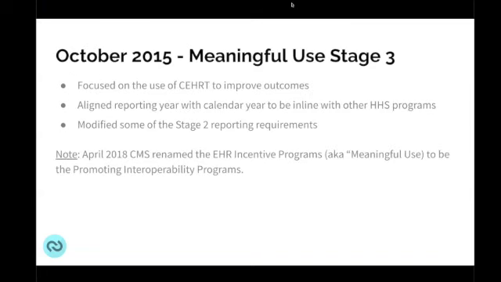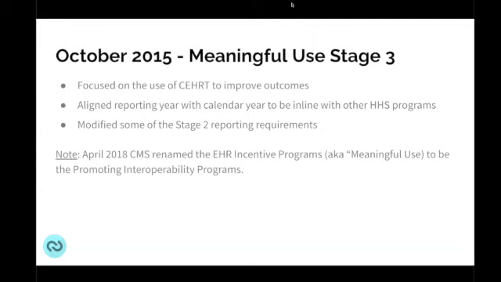October of 2015, we're still hanging out in that same year. We have the introduction of Meaningful Use 3, this final piece of legislation. This also included a modification to some of the stage 2 rules. What this did was it focused on, again, using CERT. So it switches over from 2014 CERT to 2015 CERT. And the 2015 CERT was optional but encouraged. So 2014 became mandatory, 2015 was optional and encouraged.